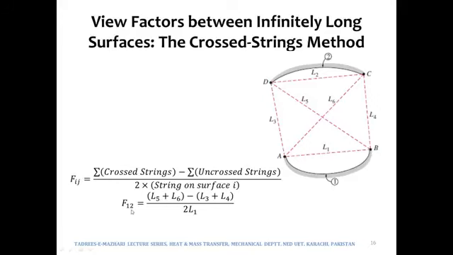If you want to find out F21, the rest of the things would remain the same, only the denominator will change. It would become 2 times L2. So this is Hottel's cross string method, which is used for view factors between infinitely long surfaces which do not have a very particular shape.